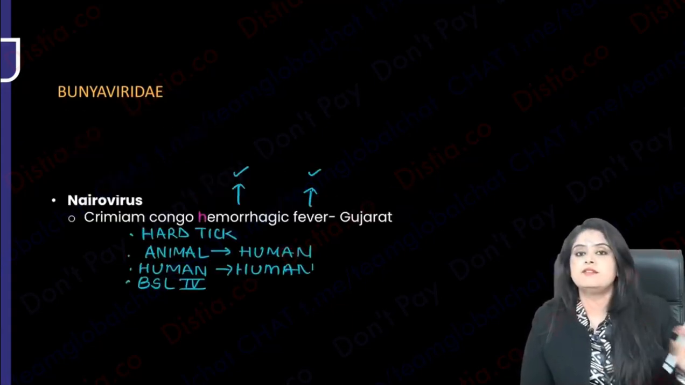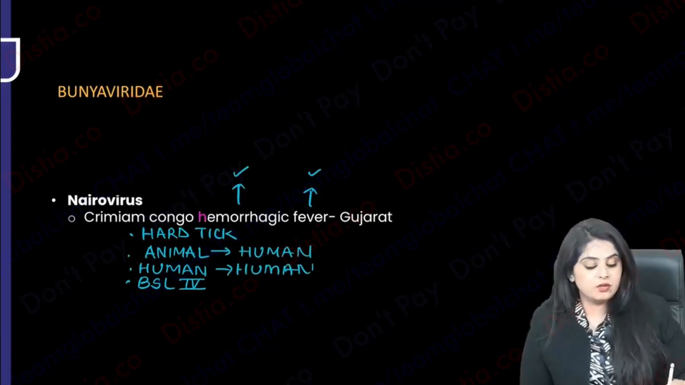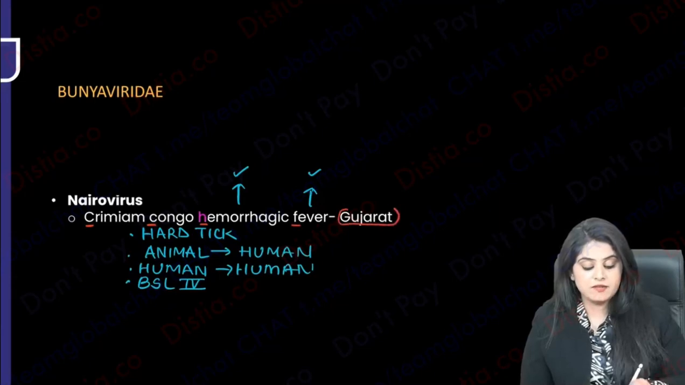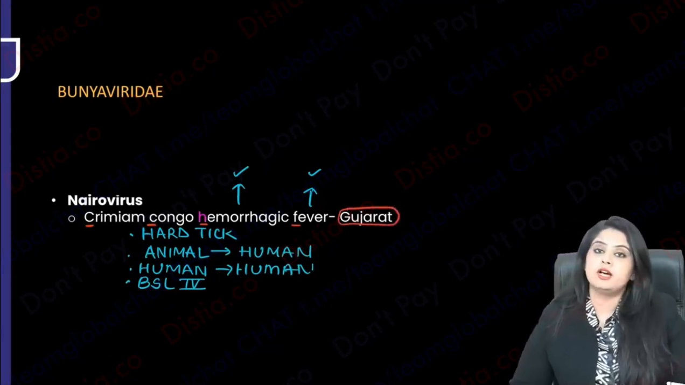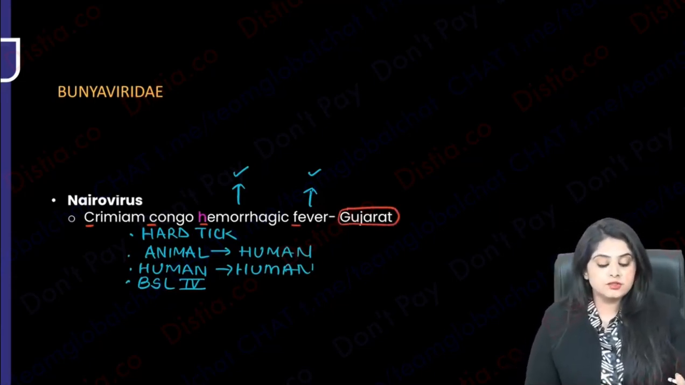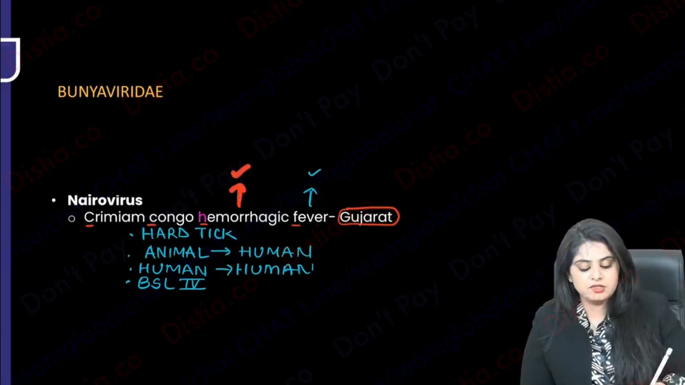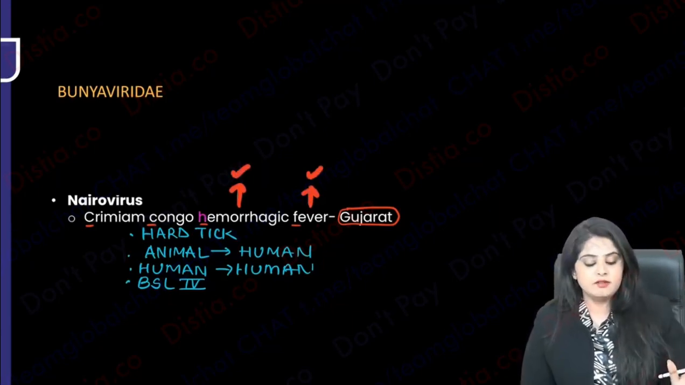So what all have we done? We've done bunya, we've done phlebo. Now we go on to nairovirus. Nairovirus has the CCHF, that is Crimean Congo hemorrhagic fever, which I consider very important because this happened in Gujarat and it's seen in India. So this Crimean Congo hemorrhagic fever, number one, is it going to cause hemorrhages? Yes. Is it going to cause fever? Yes. So the clinical aspect is clear in front of me.